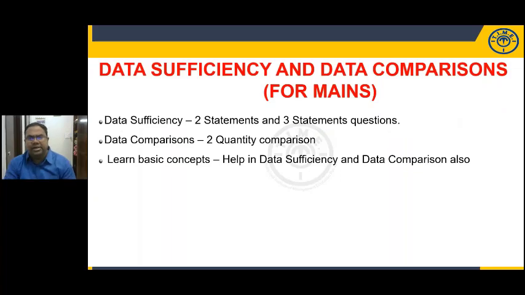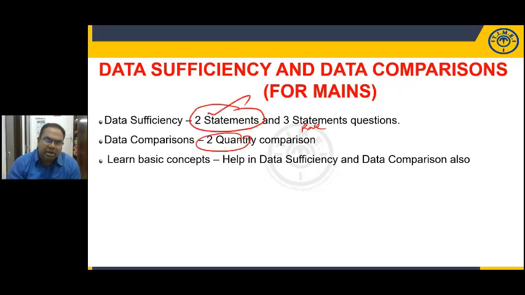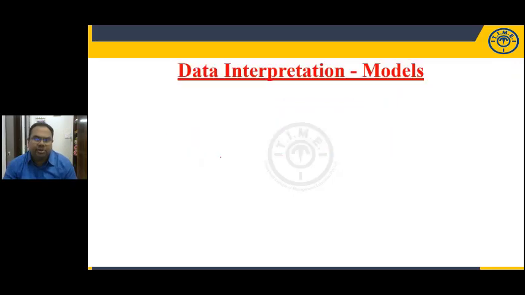We'll come back to data sufficiency and data comparison, particularly for main exams. Data sufficiency you can expect most of the times. Three statements are rare in RRB. This is very rare. But most of the times, if he's asking, he'll ask you two statements, two quantities. Basic concepts will help to solve these questions.